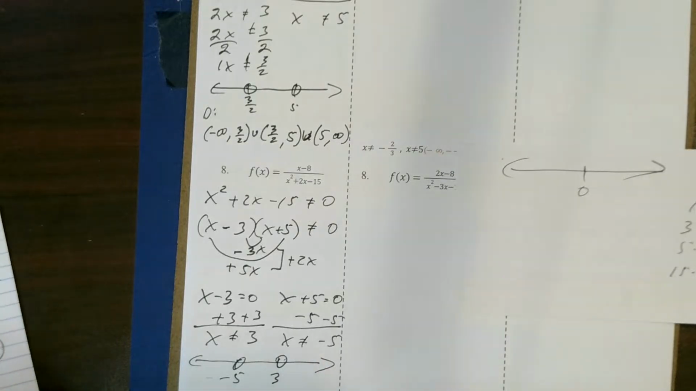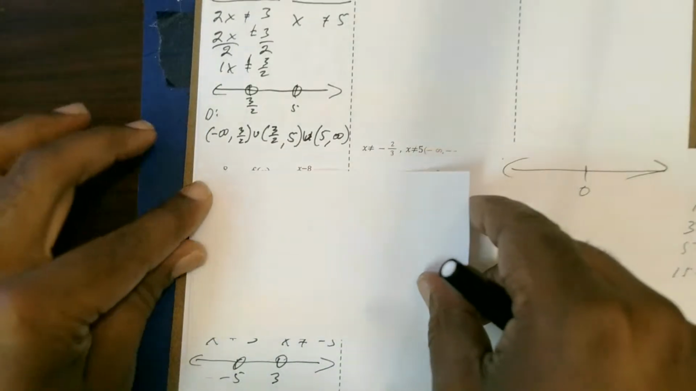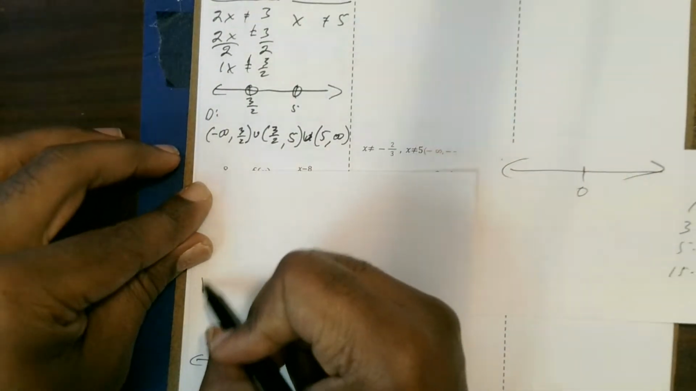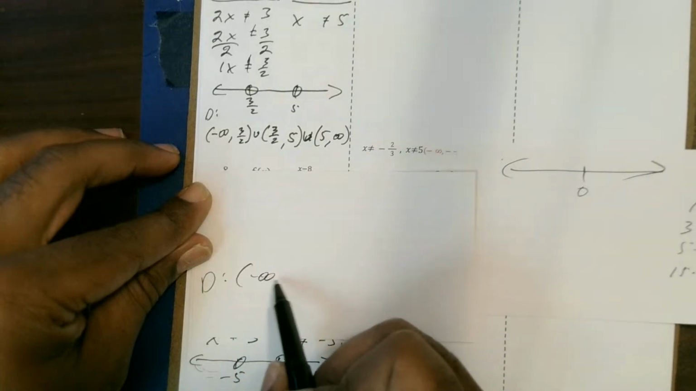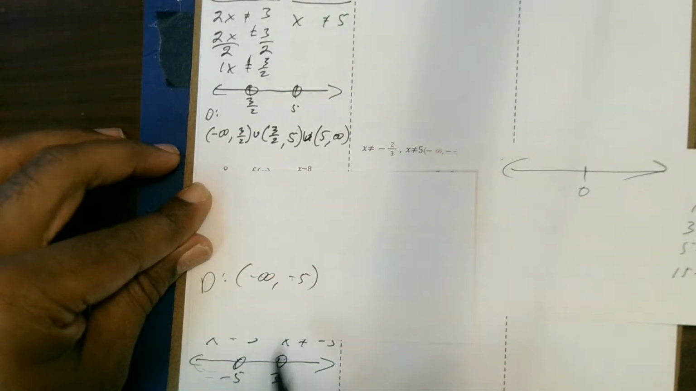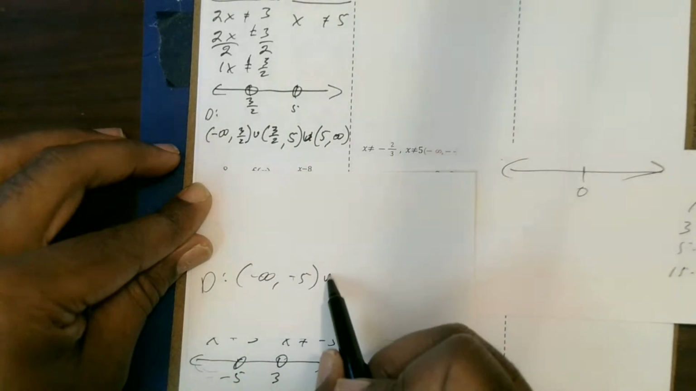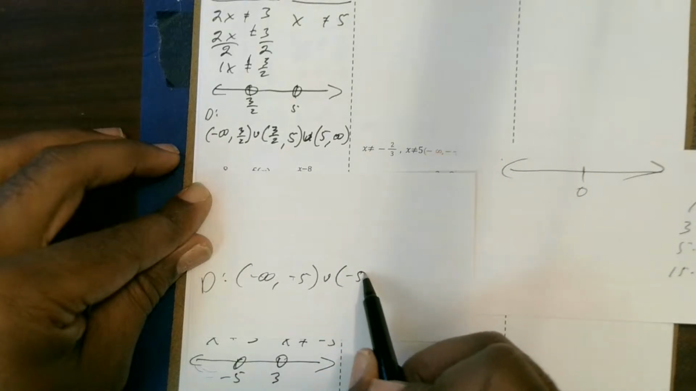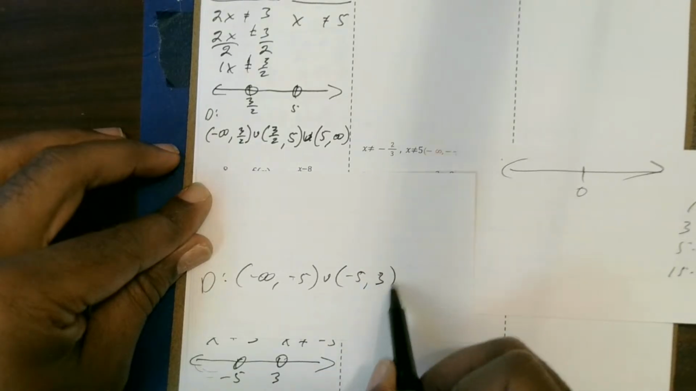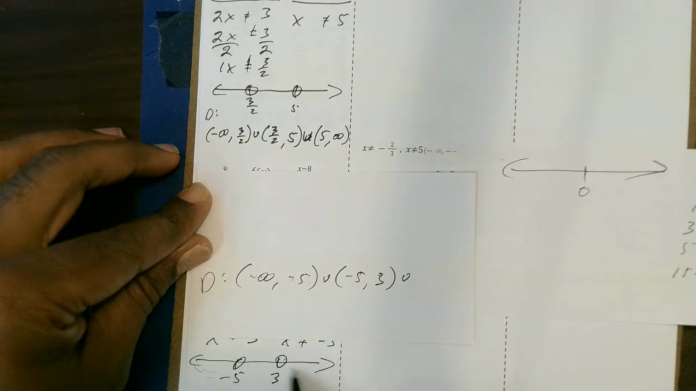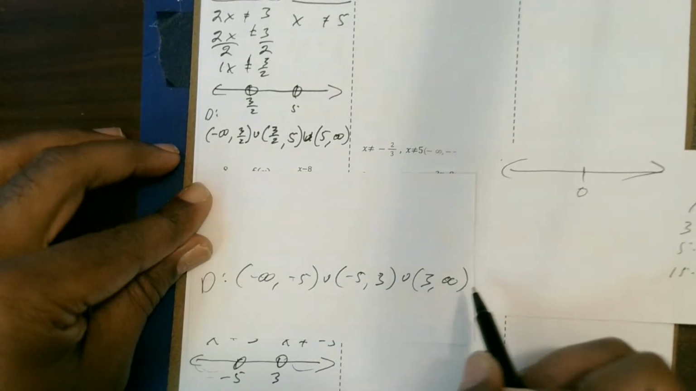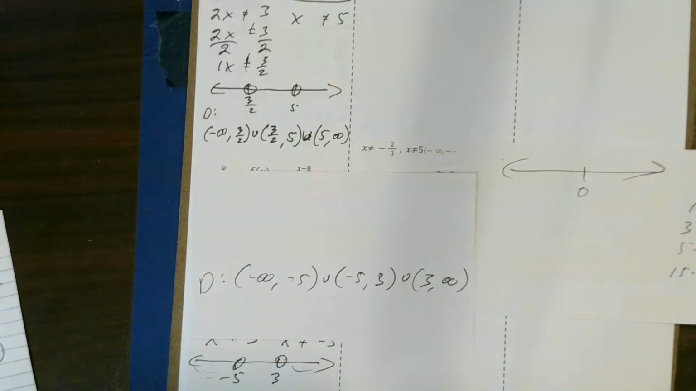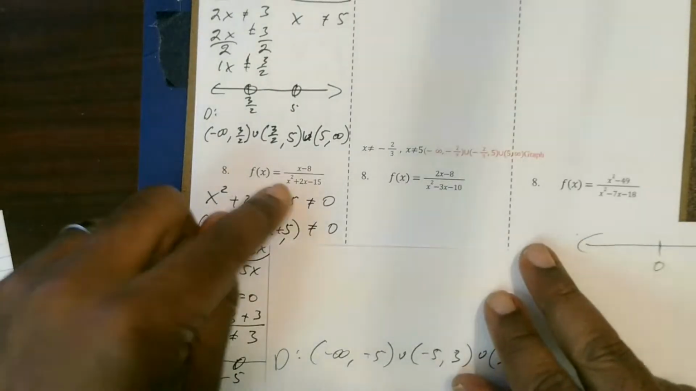Since it's hard to see down here, I'll write my domain on this card here. So domain, this area right here is everything from negative infinity to negative 5. This area right here is all the numbers from negative 5 to 3. And finally, that third area right here are all the numbers from 3 to positive infinity. And that's your domain for this function f.